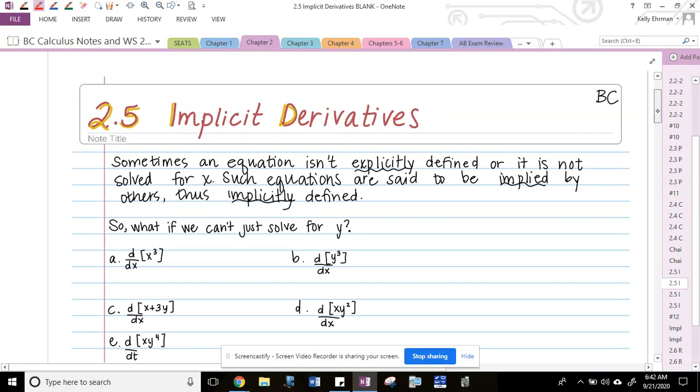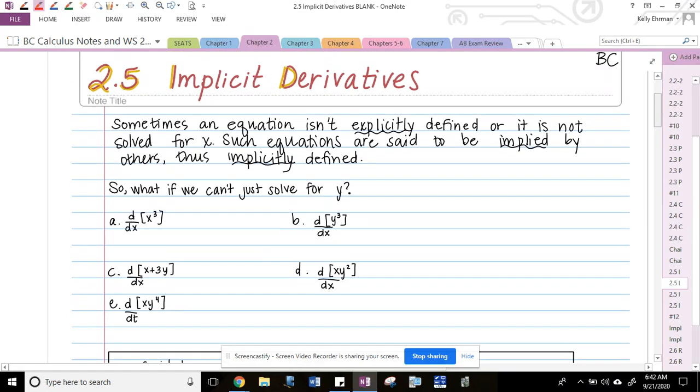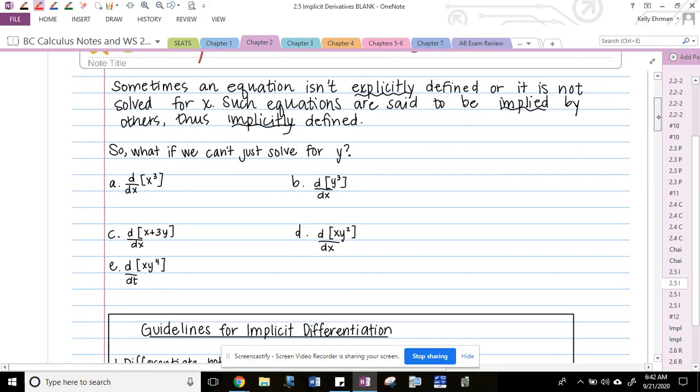So now we're going to talk about implicit derivatives. And this would be trying to take the derivative with respect to x, or a variable that's not actually in the equation. So if an equation isn't explicitly defined, it's not solved just for x, then we say that that equation is implied by other variables, so implicitly defined. So what does that mean?